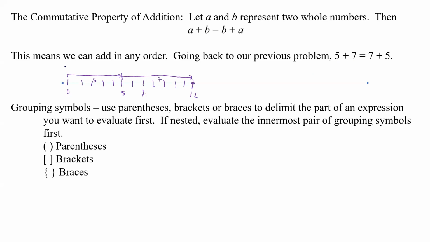Well, we could have also done 7 plus 5. So we could have done 5 here and 7 here. It didn't matter the order. And we still end up here at our 12. Okay, so that kind of shows that the commutative property of addition works.